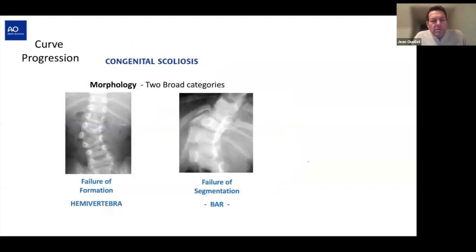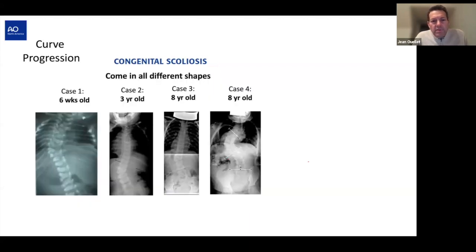And when you look at congenital scoliosis, what is the risk of progression? Well, again, it really depends on the morphology of the spinal deformity. Congenital scoliosis is subcategorized into two broad categories: failure of formation, which is essentially a hemivertebra, and in contrast, failure of segmentation, where there's actually a bar. One is an added growth on one side, essentially the convexity, compared to the bar, which is a loss of growth.